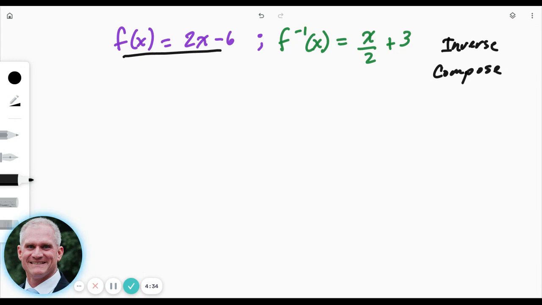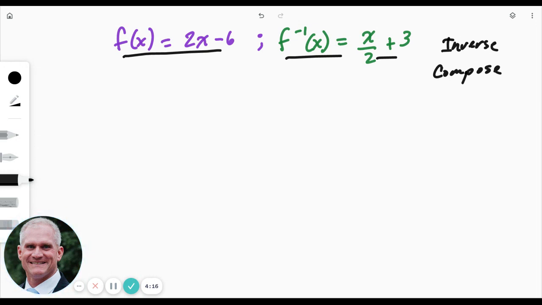From our last example, we have a function and its inverse. We know f of x equals 2x minus 6, and the inverse, f negative 1 of x, equals x over 2 plus 3. We showed before how we created that inverse. Let's compose these functions and see what we get.